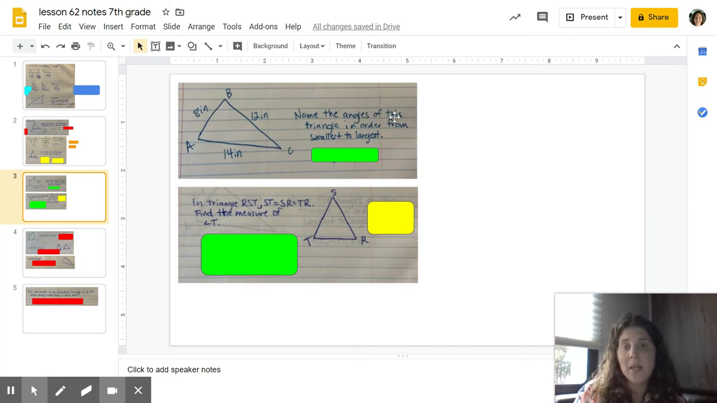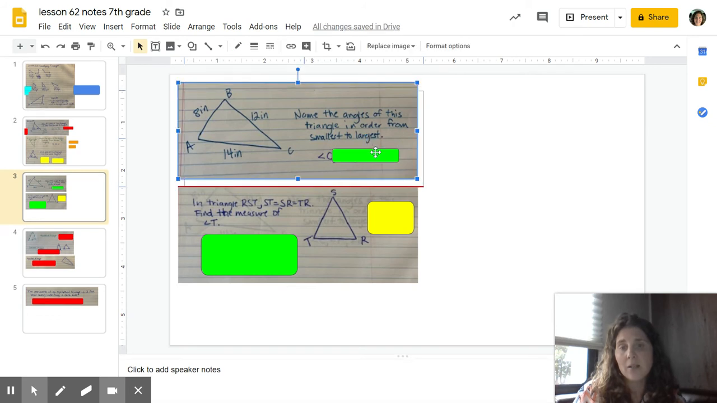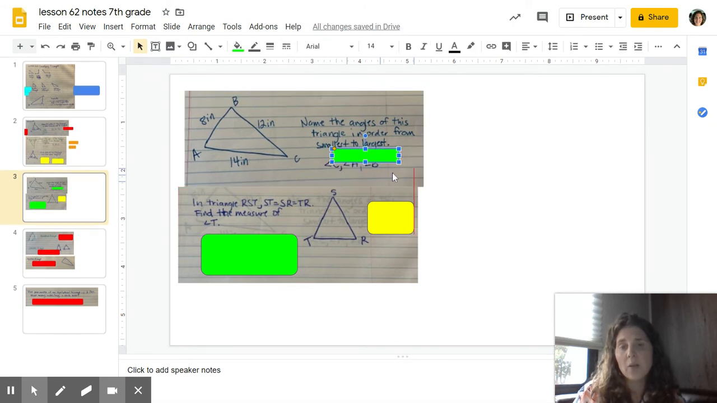So if it's name the angles in this triangle in order from smallest to largest, you go with the smallest side. So this AB is our smallest side, right? Well, across from it is angle C. That's my first one. Okay. Now, what's the next biggest side? 12. So across from it is angle A. That's the next one. And then the last one, the biggest side is 14, which is the biggest angle B.